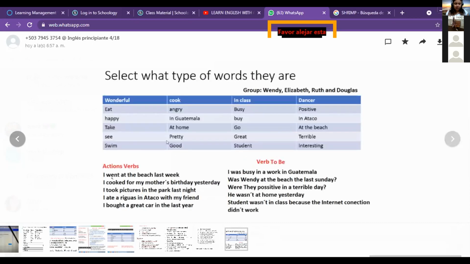Okay, let's take a look at this one. I went. Same observation here. Look. Okay, I went to the beach last week. Check pictures in the park. I ate riguas in a taco with my friend.